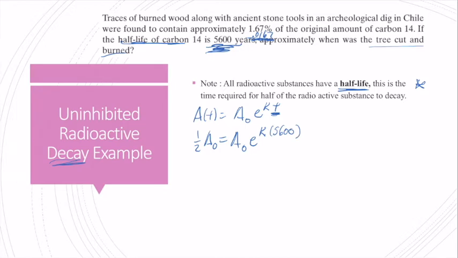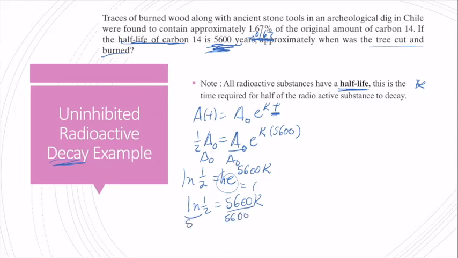So if I divide both sides by A naught, I have 1/2 equals e to the 5,600k. I take the natural log of both sides. That means the natural log of 1/2 equals 5,600k natural log of e, but that's just 1, so it goes away. And I divide both sides by 5,600. That gives me k equals negative 0.000124. Okay, that's a really tiny k value.